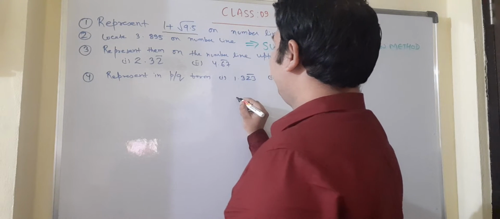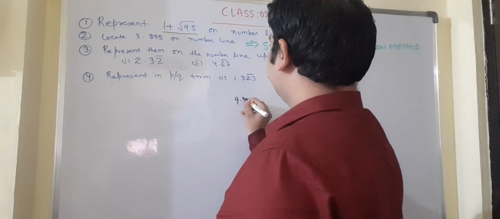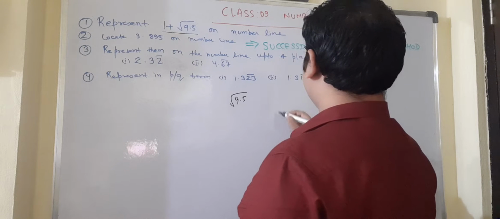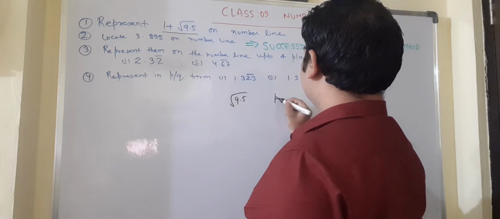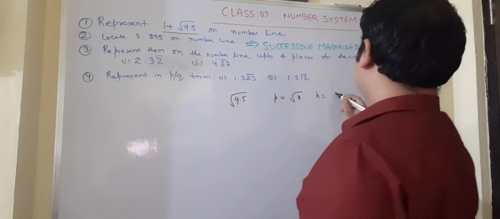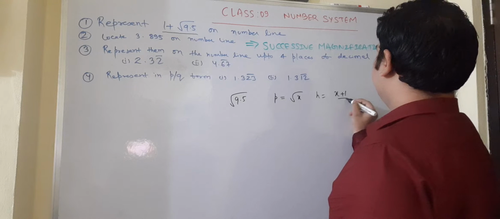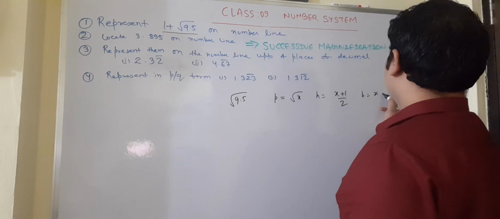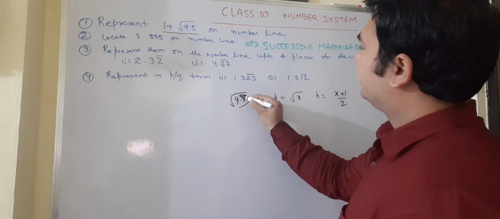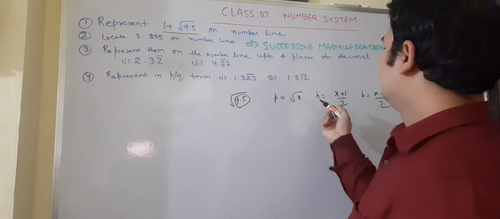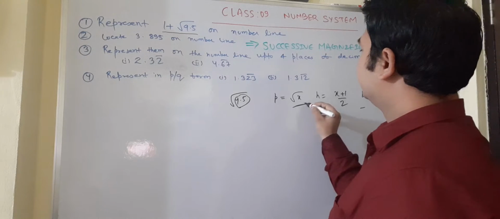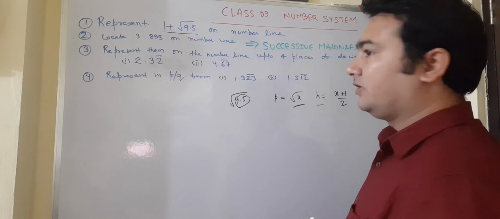If you have seen the last video, you must be knowing how to represent root 9.5 on the number line. There I have given you the formula. If you want a perpendicular of root x, you must have hypotenuse of (x plus 1) by 2 and base of (x minus 1) by 2. So here x is 9.5. Put this value, you can get how much hypotenuse and how much base you should have to get this square root of 9.5.